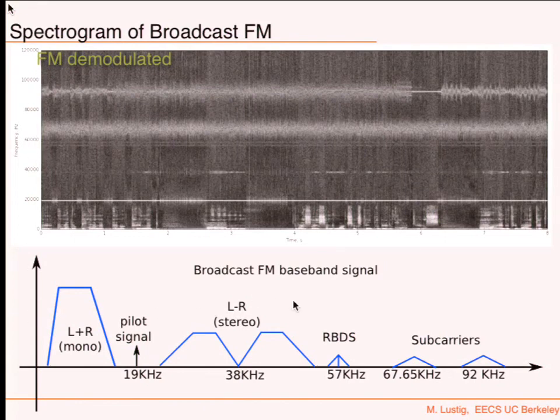When you look at Wikipedia, this is what the broadcast FM spectrum looks like. Up to about 16 kilohertz, you have the left plus right mono information. At 19 kilohertz, you've got this pilot signal that is a reference, and all the other information is basically harmonic multiplication of this pure tone. Here it's amplitude modulation of the left minus right. You can use double that frequency to demodulate that and recover it, if you really wanted to.